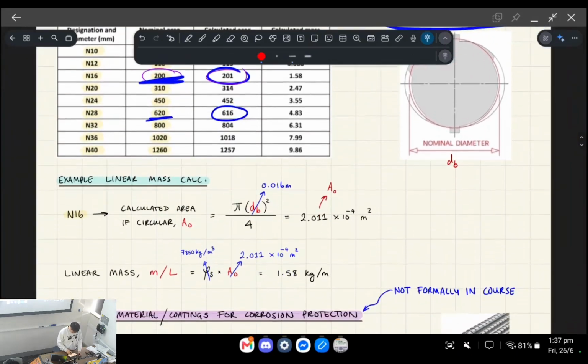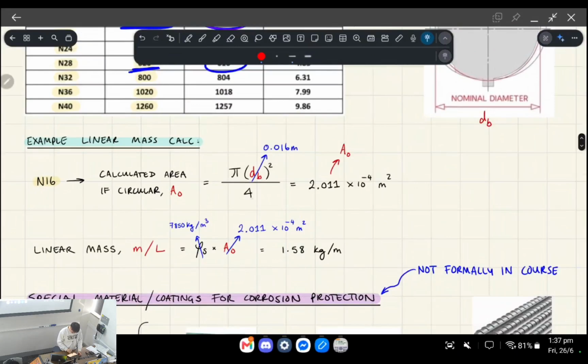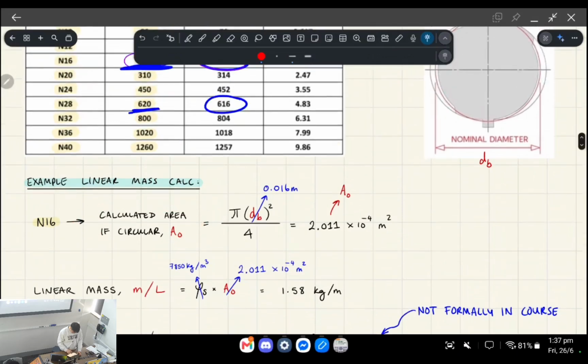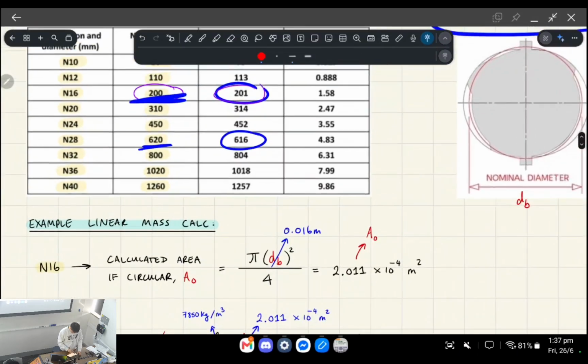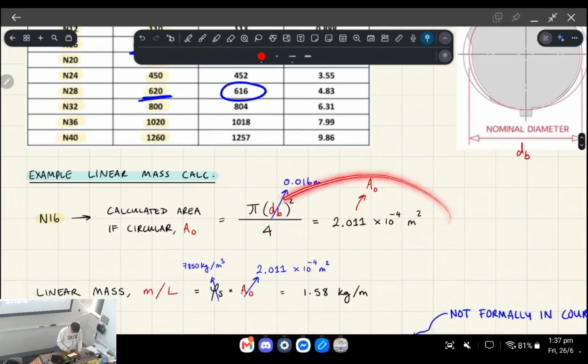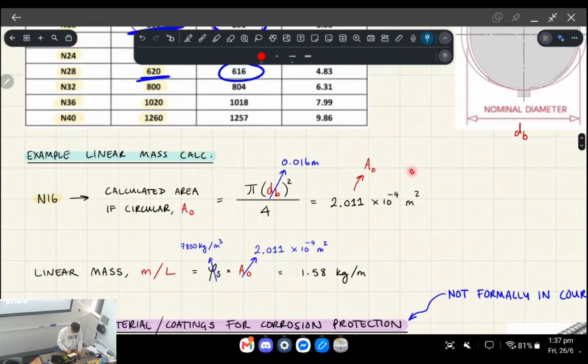So the way that you basically figure that out is you get the calculated area as if it was a circle, right? Which is just a matter of plugging in the nominal bar diameter of 16 mil into this equation. That gives you, I've called it AO.